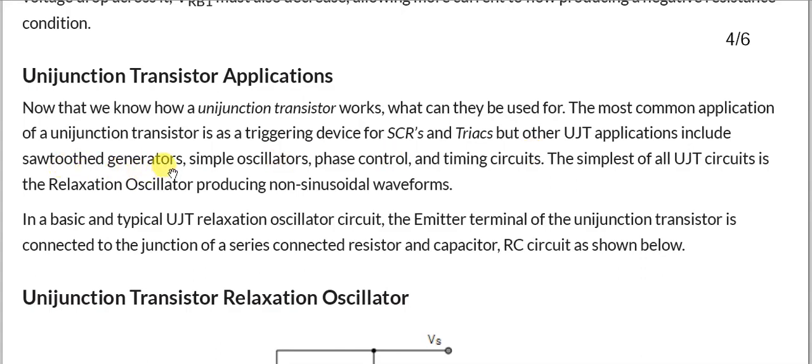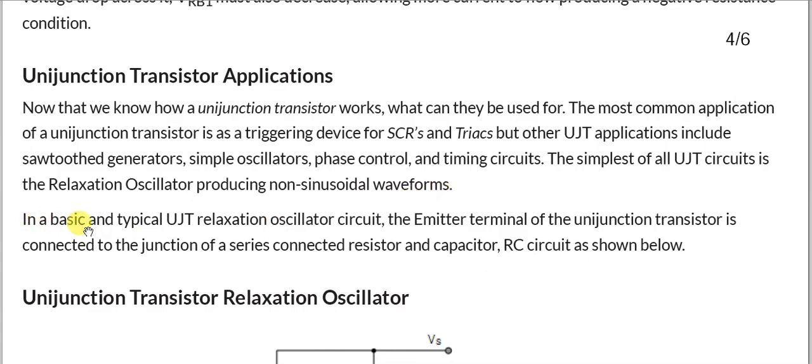If you remember in oscillators, we said that tank circuits, RC phase shift oscillators and crystal oscillators are used to generate sinusoidal waveforms, and they are called sinusoidal oscillators. The second type is the non-sinusoidal oscillator. The unijunction transistor can be used as a non-sinusoidal oscillator. So the sawtooth generator, simple oscillator, phase control and timing circuits are applications. The simplest of all UJT circuits is the relaxation oscillator, producing non-sinusoidal waveforms.